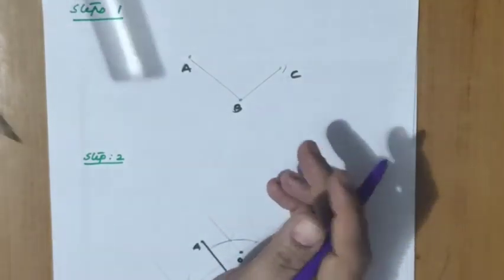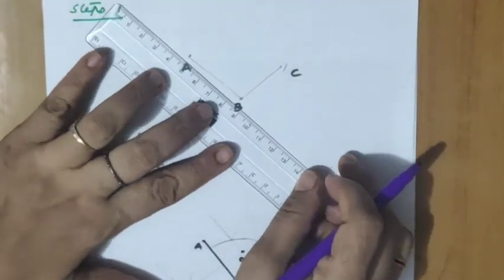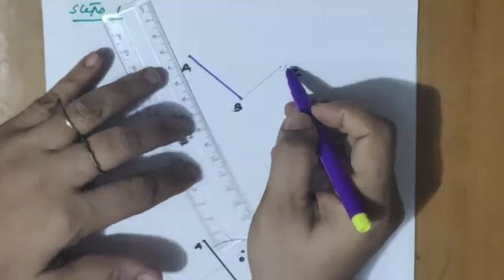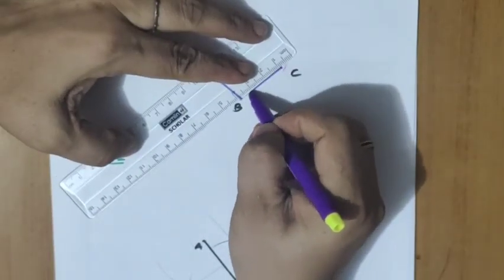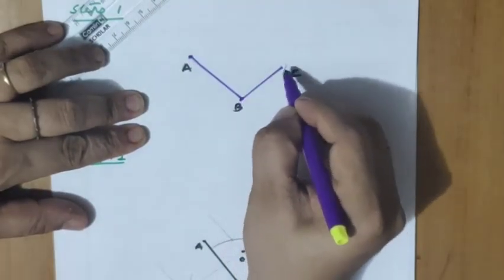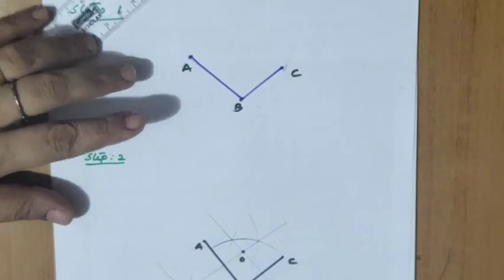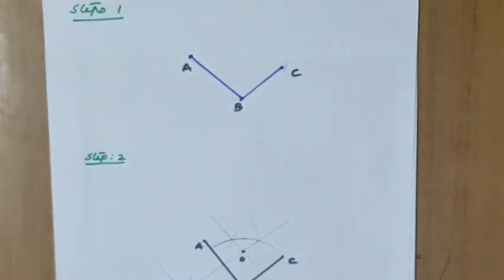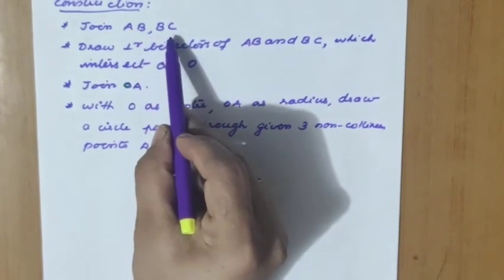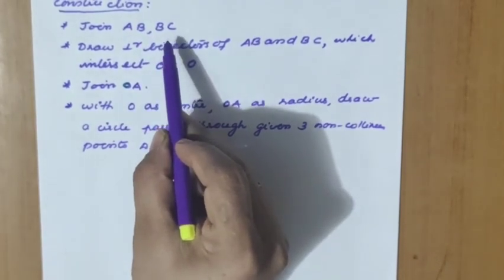Now what is the first step for this one? We have to join these 3 points. So AB we should join, and BC we should join. So we have joined these 3 points, AB the first line segment and BC the second line segment. This is step 1 for this question. Join AB and BC, that we have already done. You have seen the step.